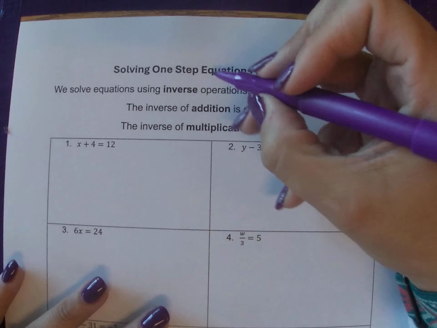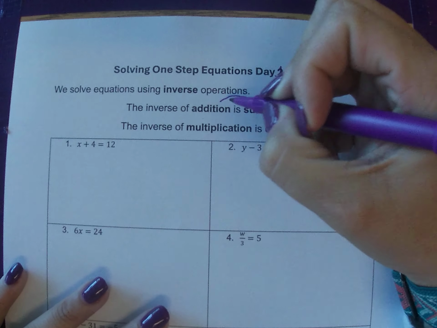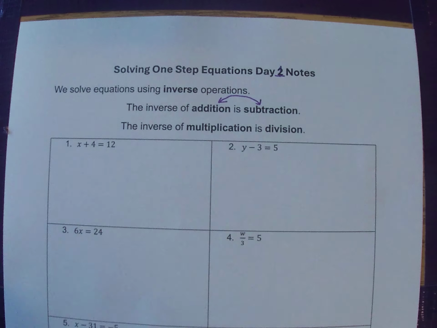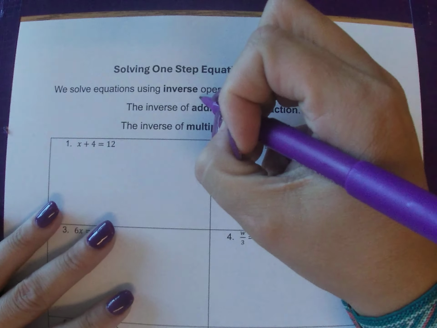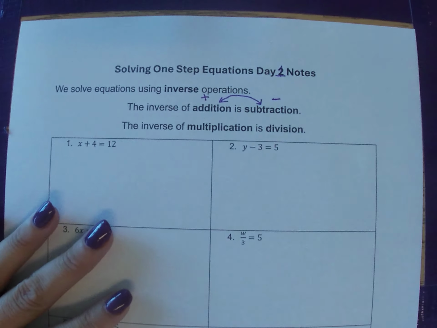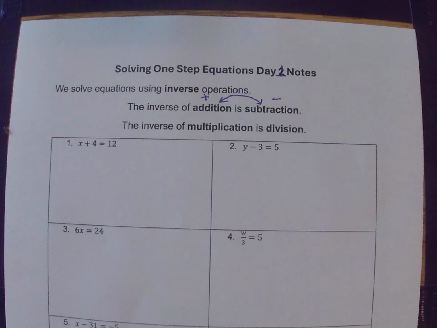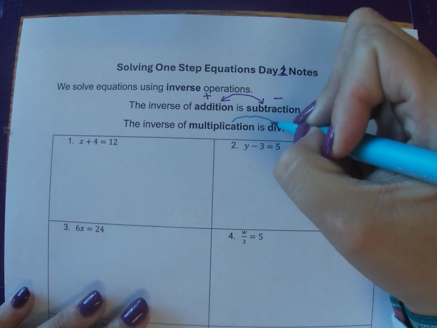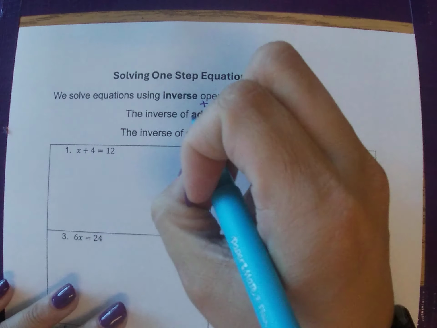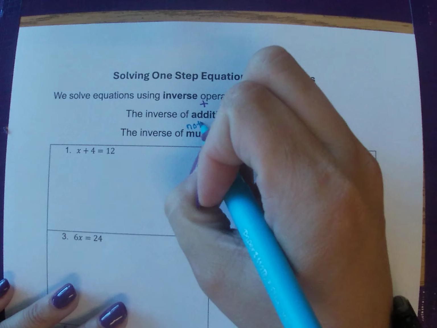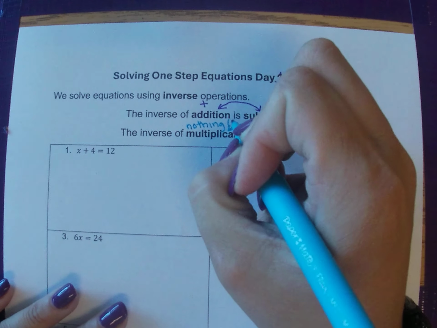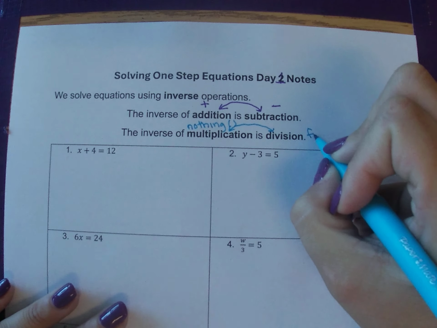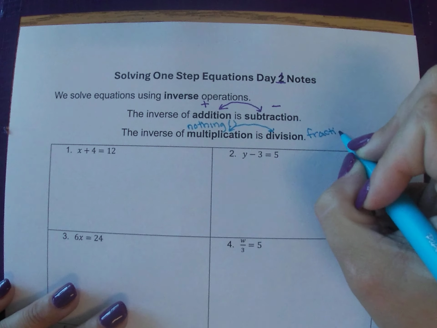So we need to understand that addition and subtraction are inverse operations. We can undo addition with subtraction, and we can undo subtraction with addition. Addition will always look like addition, and subtraction will always look like subtraction. Multiplication and division are also inverse operations, but these look a little bit different. So multiplication can often look like nothing, or maybe parentheses. Division is going to look like a fraction.